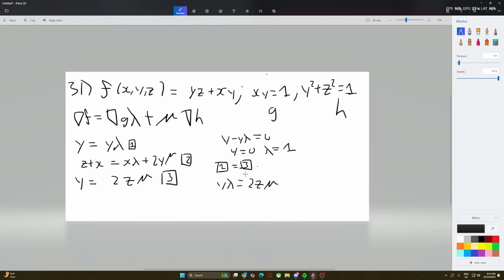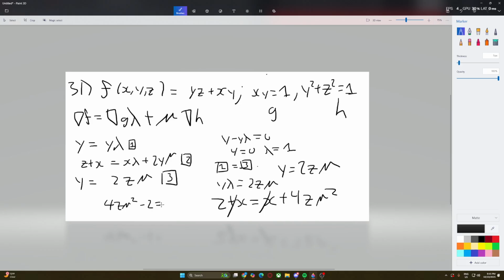Oh, okay. So, if you plug in 1 for lambda, you get y equals 2z mu. And if we equate that to 2, we get z plus x equals x plus 2 times 2z mu times mu, and that's 4z mu squared, right? Yeah. And then the x's cancel out, and then we're left with 4z mu squared minus z equals 0.